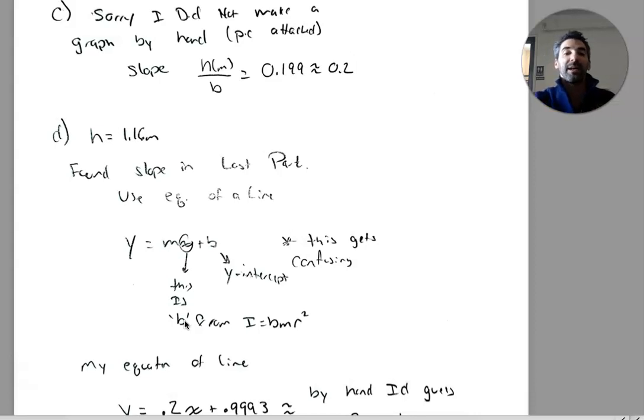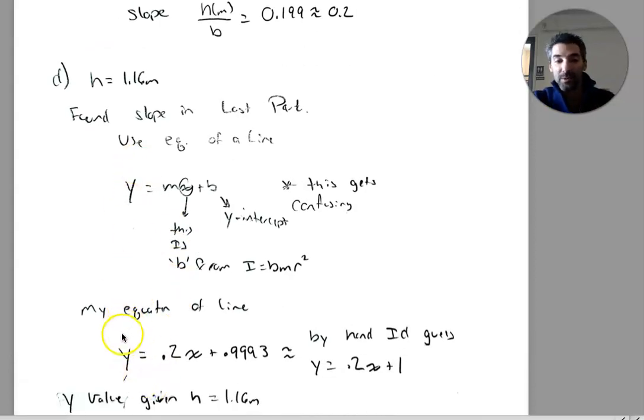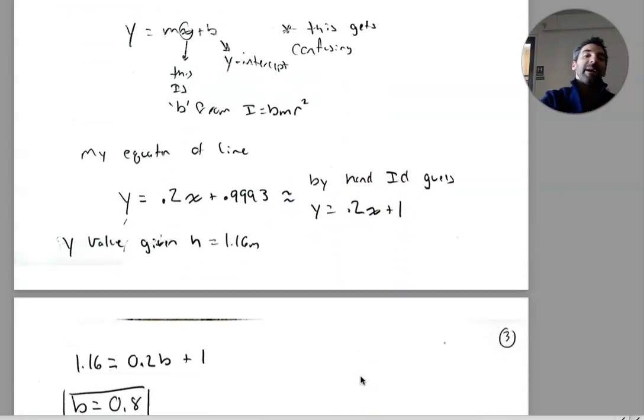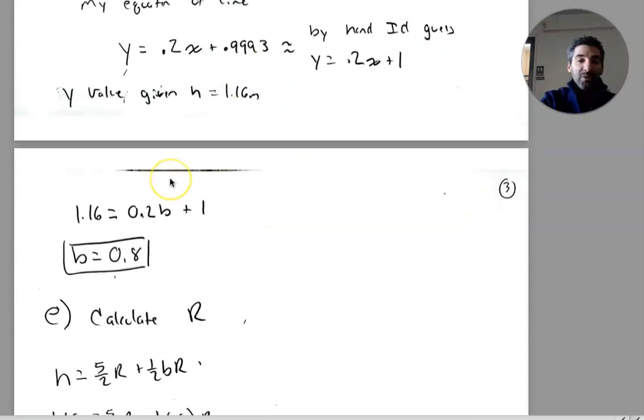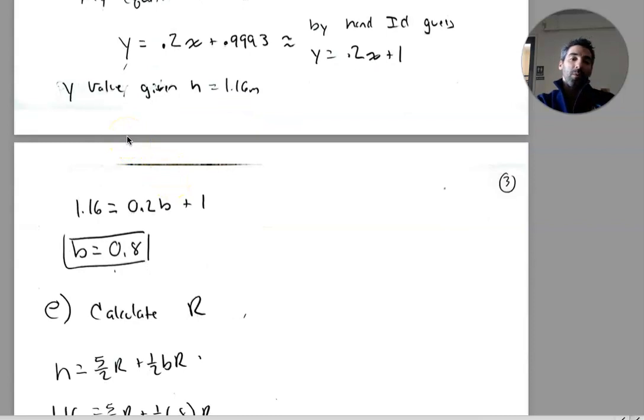So I have the equation of the line. I have my slope. So I say y, the equation of the line, equals my slope, 0.2, times x, remember that x is going to be their b, as we know, plus 0.9993. Again, if you did this by hand, I'm sure this 0.9993 would be something a little bit different, but that was just one. That was my y-intercept. Your y-intercept might have been 1, might have been 0. So this is by hand, 0.2 plus 0.2x plus 1. Imagine you did it by hand. And I picked the y value that they gave me of a height, 1.16, and I got a b, or an x in this case, the x value, to be 0.8.